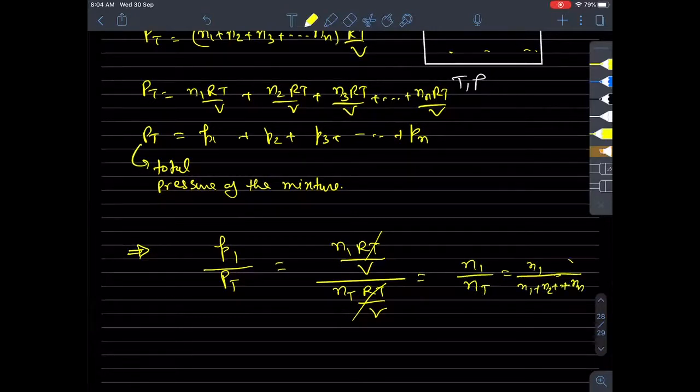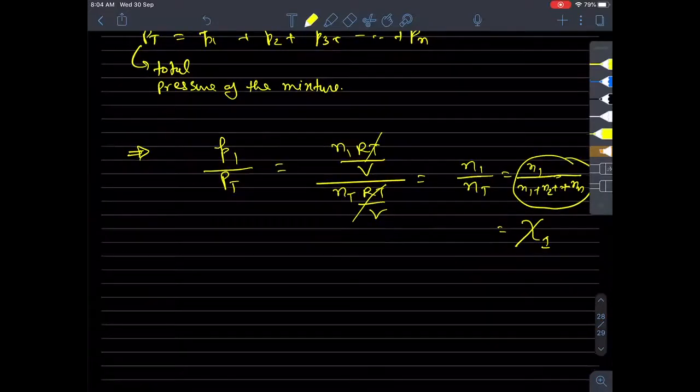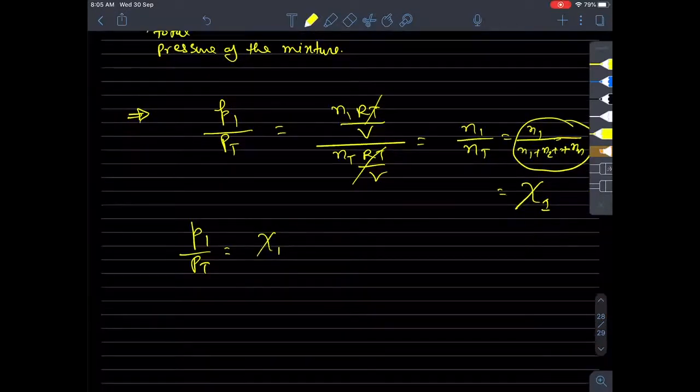So don't you think that this is nothing but mole fraction? Yes or no? You remember mole fraction is what? The ratio of moles of the first component to the total moles. So from here what we received: P1 upon Pt is equal to the mole fraction of 1. So P1 is equal to x1 into total pressure. This is really important.